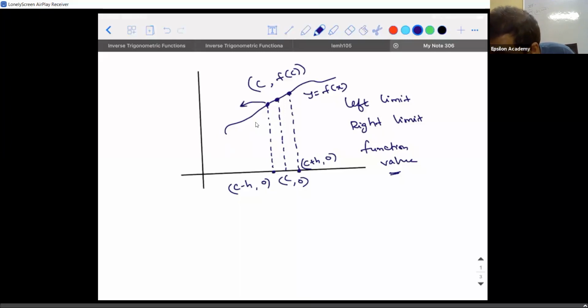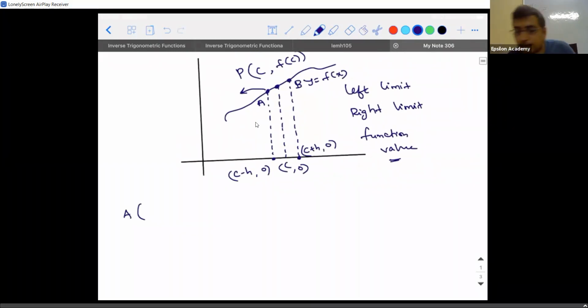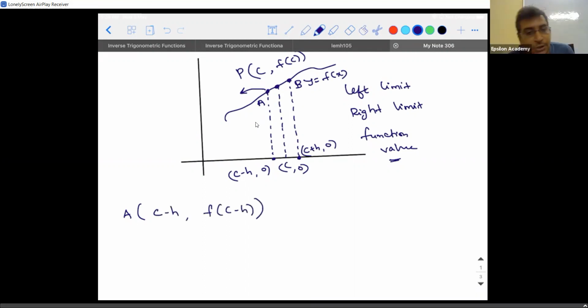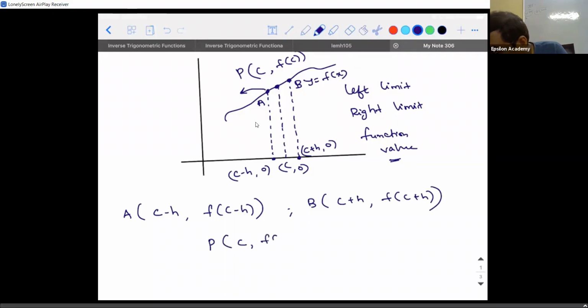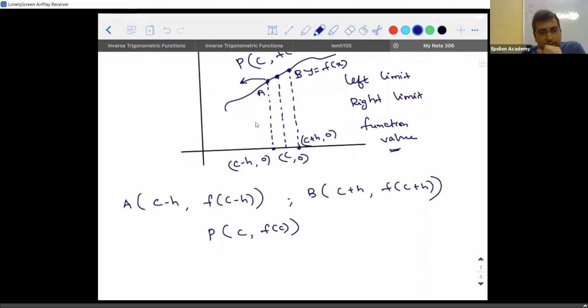Then if I call this point as A, this point as B, and the intermediate point as P, what are the coordinates of point A? Anybody? Is it not c minus h comma f of c minus h? As simple as that. Similarly, if I take a point B, it is going to be c plus h comma f of c plus h. And coordinates of point P is how much? c comma f of c.